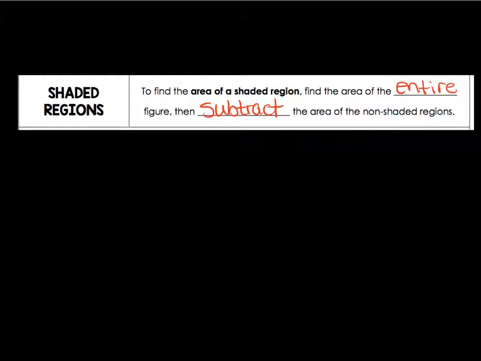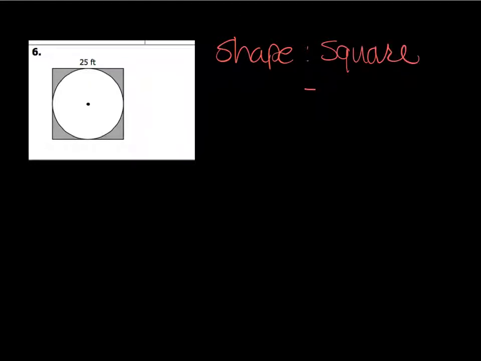So in this section, we're going to talk about shaded regions. And some parts are going to be shaded and some are going to be unshaded. So we're going to focus on the whole, and we're going to subtract the part. So it's entire minus the smaller part. So here, when we think about the entire, the shape is a square. The smaller part is the circle.